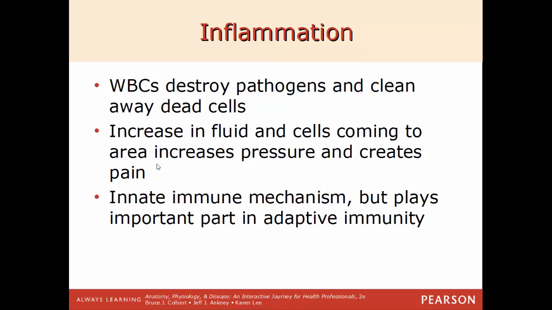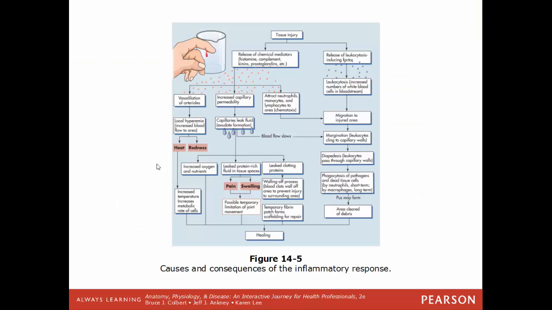Now, the increase in fluid and the cells coming to an area increases the pressure in that localized area, which creates pain. Now, inflammation is a part of your innate immune mechanism, but also has a role with your adaptive immunity as well. All right, this figure has various causes and consequences of the inflammatory response. So you have the injury up here. It looks like he cut his finger on the speaker, and various factors of what happens next. And this covers everything from the release of histamines and prostaglandins, leukocytosis, the attraction of white blood cells, how you get heat, redness, how you get pain and swelling, all step by step what could possibly happen here.